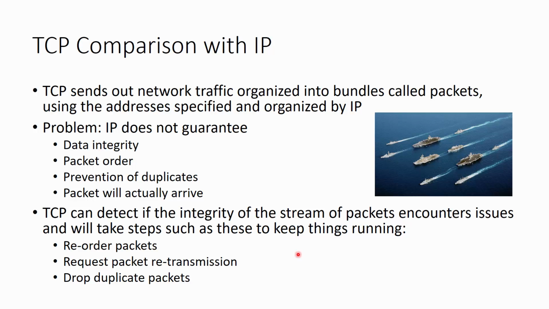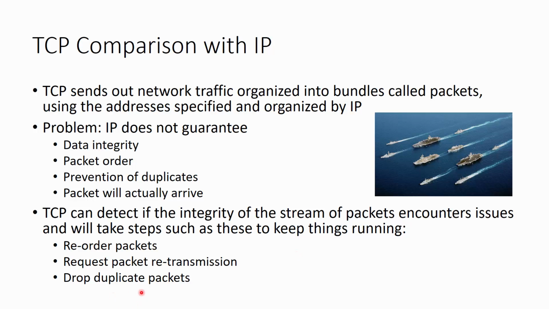You can think of it like being the numbers on houses on a street. That's IP. It's up to the post office personnel who are driving and managing where those letters go in the post offices to figure out whether or not they're sending the letters in the first place to the right addresses. That's TCP. TCP can detect if the integrity of the stream of packets encounters issues, and then it'll do things to manage that, such as reordering them or even requesting a retransmission.